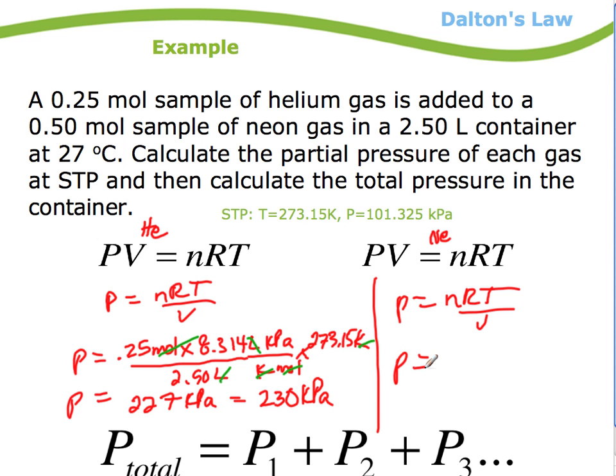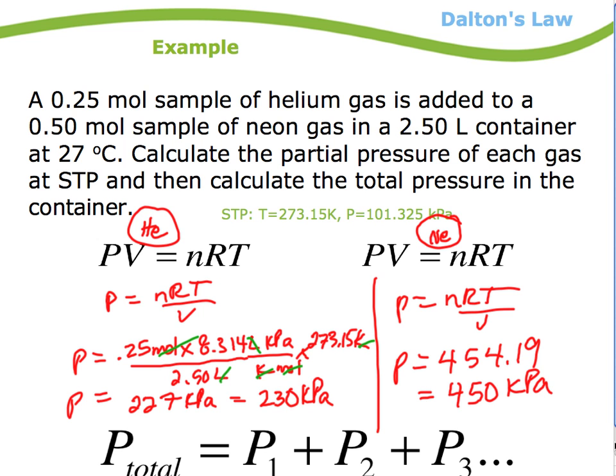Okay, how many moles of this one do we have? 0.5. 0.5 times the universal gas constant times 273.15, divided by the same volume, 2.5, equals, okay, and this one comes out to 454.19. Rounding that to 2 sig figs, I'd call it 450 kilopascals. So the pressure in that container due to neon is 450, and the pressure due to helium is 230 kilopascals.